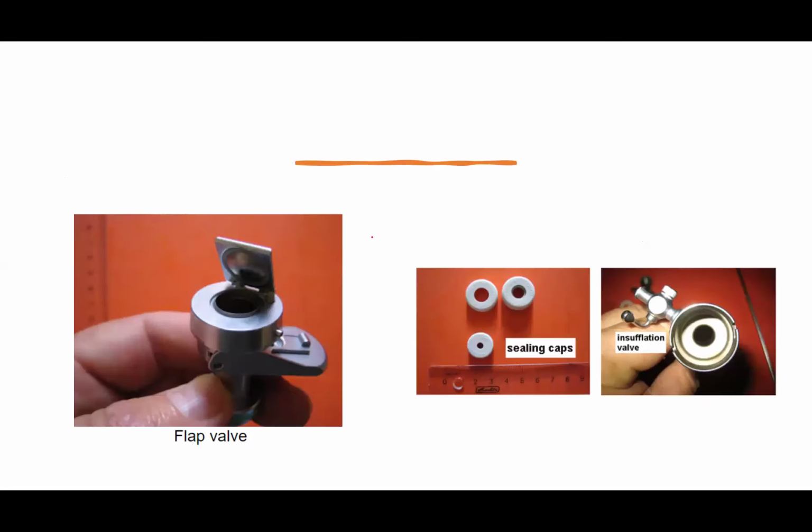Now, if you look at the metallic type here, you see the valve. This valve of the cannula, the flap valve, prevents backward flow. Then the outermost part at the rim of the cannula has a sealing cap that also prevents leakage. Then there's an insufflation valve inside, and there's a knob here that switches on or off the flow of carbon dioxide into the port.